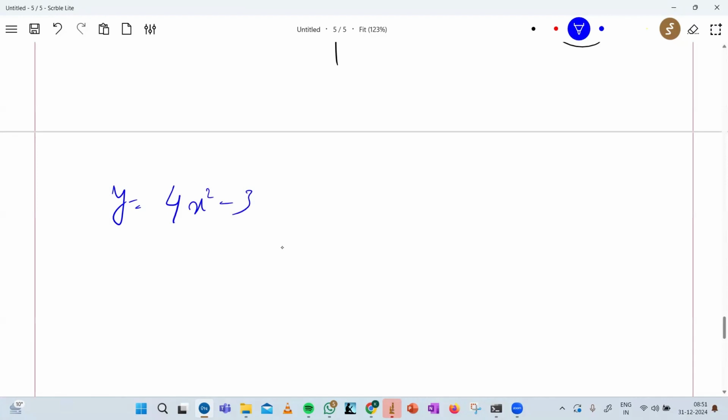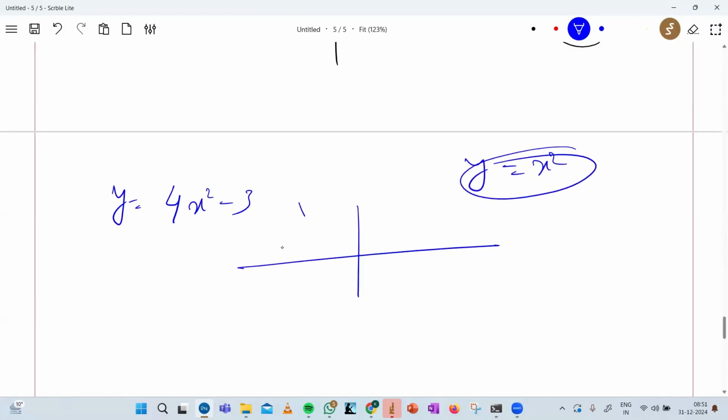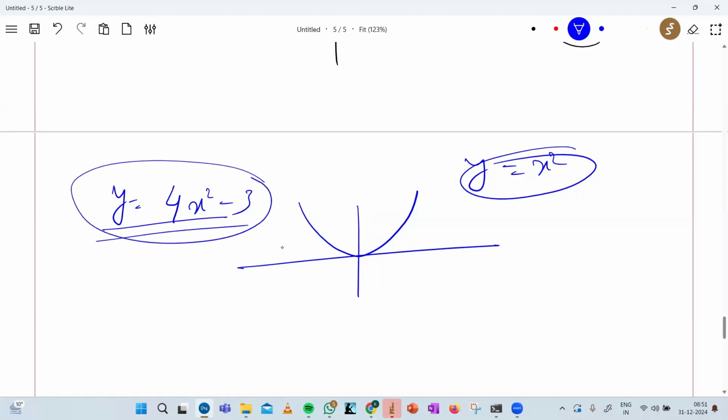Again, no need to solve the entire thing. Just take y equal to x square. Again, we have to make the graph of y equal to 4x square minus 3. But before going to this, we are starting from y equal to x square. Is it okay? Now, what should be our next step after that? Move it down by 3 units.